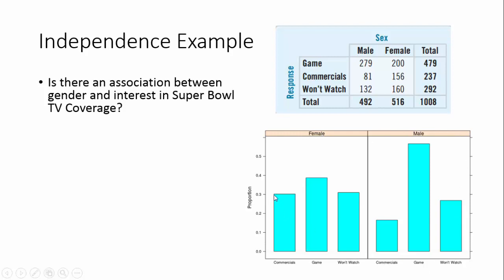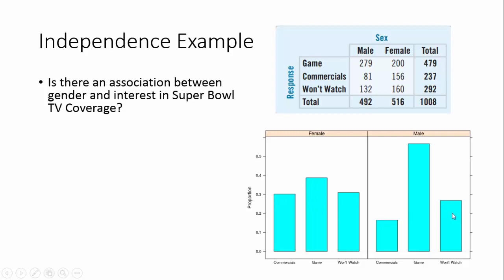This is the percentage of women who said, oh, I'm going to watch for the commercials. Here is the percentage of women, it's about 40%, who said they're going to watch the game, and here's the percentage of women, a little bit over 30%, who said I'm not going to watch. And then in the men, I've got the men who said, oh, I'm going to watch for the commercials. It was about 15%. The men who said they're going to watch the game is 55%. And the percentage of men who are not going to watch the Super Bowl is about 30%, a little less.